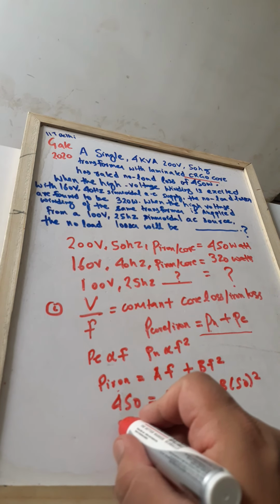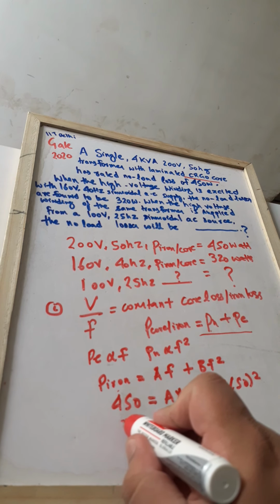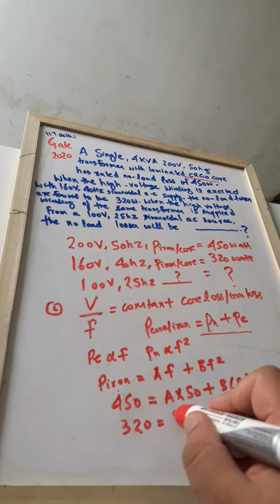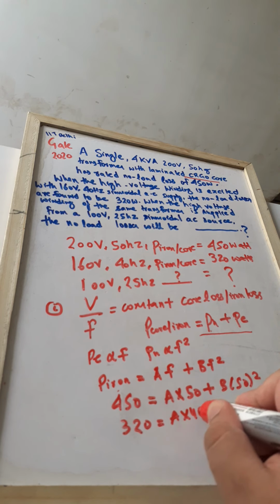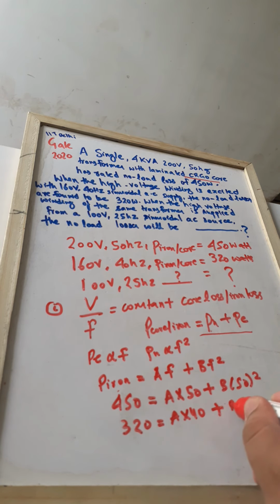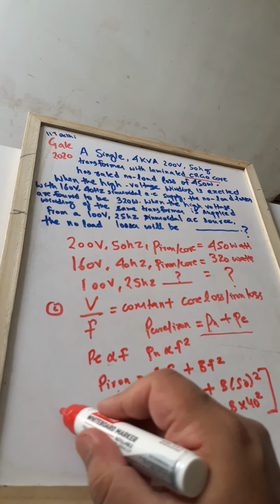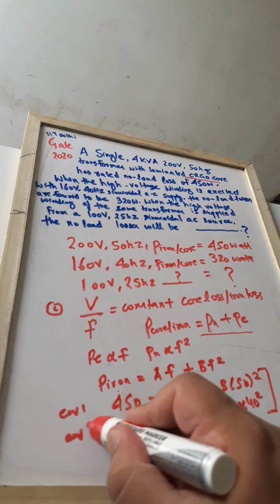Now for the other term we have 320, but at that value what is the frequency? It is 40. So you can write 320 equals A into 40 plus B into 40 squared. From these two equations, equation 1 and 2, we can get the values of A and B.